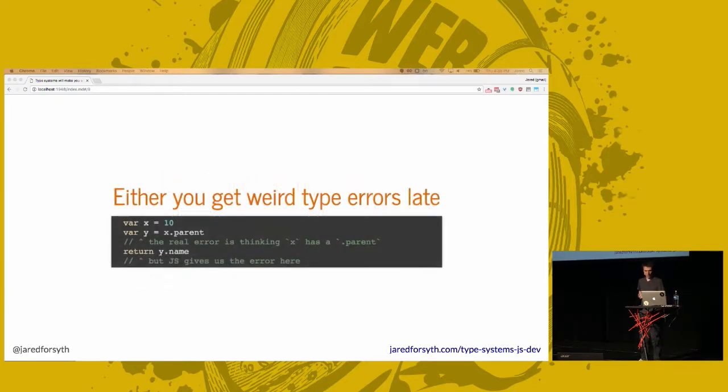Here's one of the problems that happens because we have such a limited vocabulary for type errors in JavaScript: you get the wrong error at the wrong time. In this simple code example, you've got x equals 10, y is x.parent, and you return y.name. Clearly, looking at this code, the problem is that numbers don't have a parent attribute. But JavaScript doesn't complain until the third line, saying undefined does not have a name. Now, you might be thinking, off by one, right? You look at the code, you can see it.